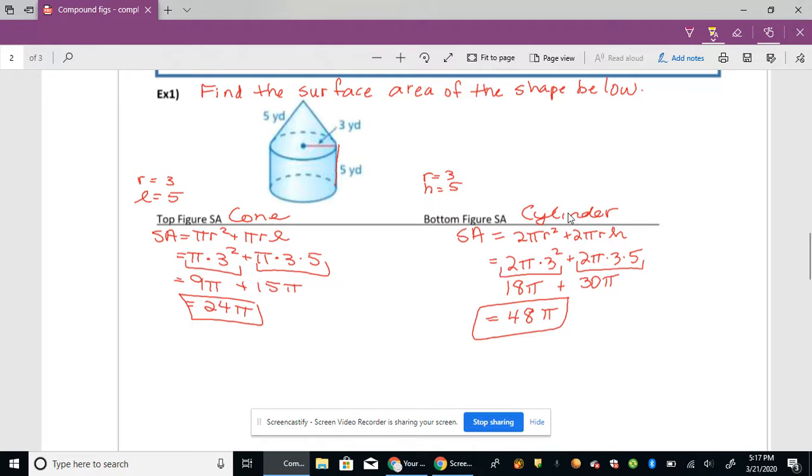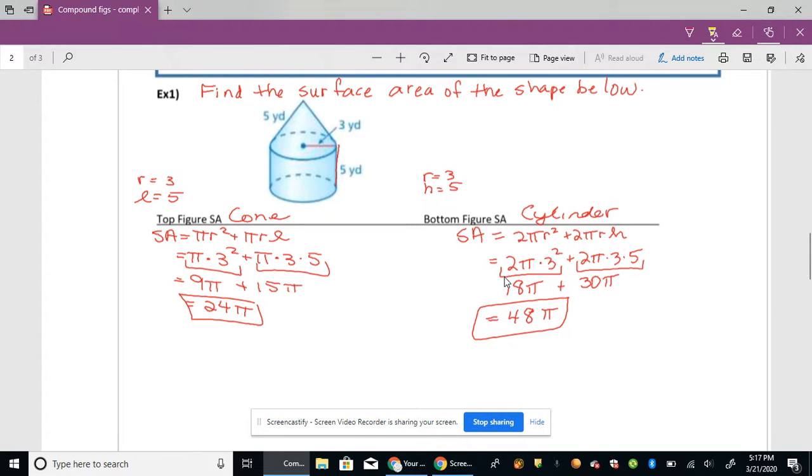I'm going to do the same for the cylinder. I write out the equation. I start plugging in things I know. I know the radius, it's still 3. And now this is h. This is the regular height. So if you look at this picture, it's right here. It's the height of the cylinder, and it is 5.